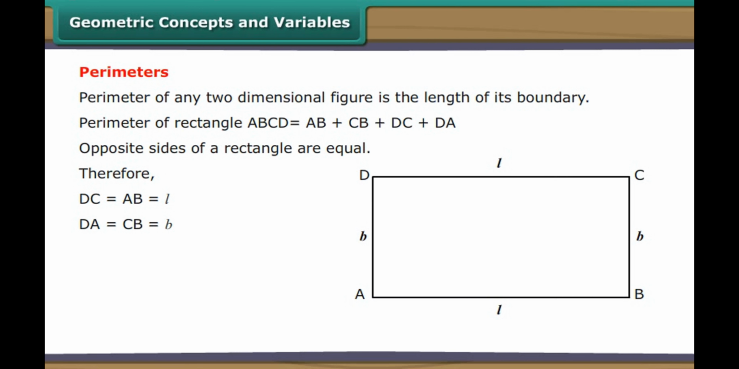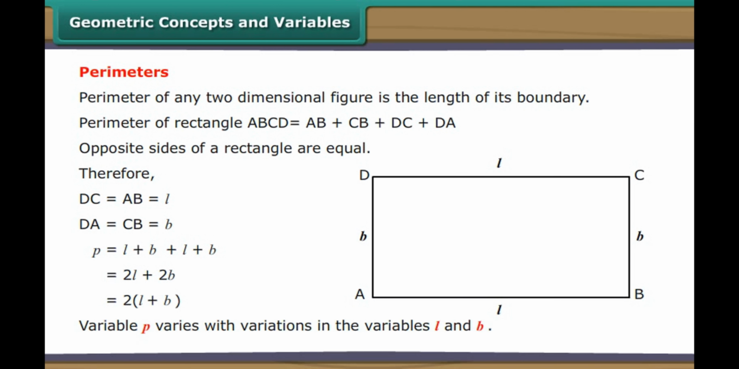If perimeter is represented by the variable P, then P is equal to L plus B plus L plus B is equal to 2L plus 2B is equal to 2(L plus B). Variable P varies with variations in the variables L and B.